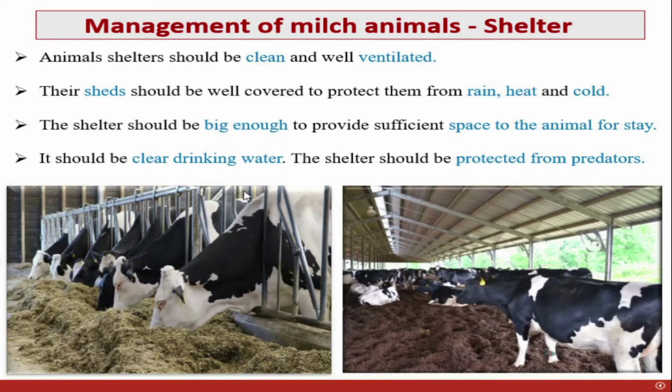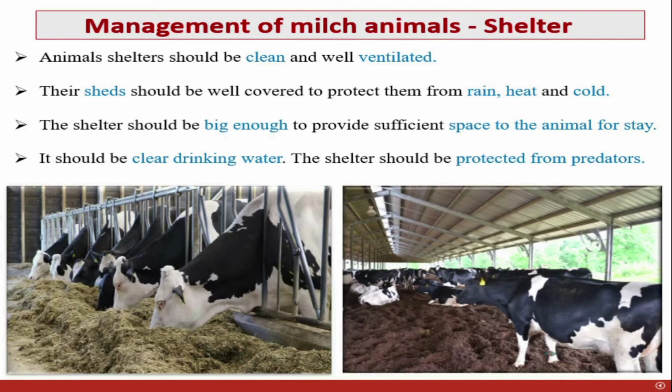Management of milch animals. First one, shelter. Animal shelter should be clean and well ventilated. Ventilated means free flow of wind. The shed should be kept clean. The shed should be well covered to protect them from rain, heat, and cold. We should give good protection from rain, heat, and cold.